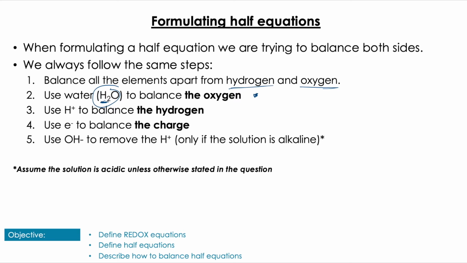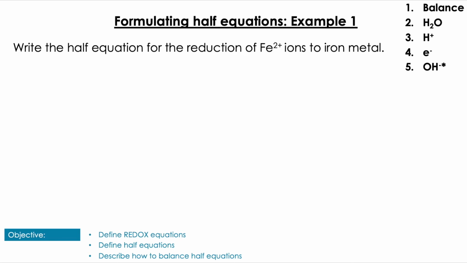Now, we're going to assume that the question is always in acid solution unless you're told otherwise, but we'll go through the methodology anyway. As always, this is probably going to be easier to understand using an example. So let's use a simple example first of iron ions turning into iron metal. So that's Fe2+ goes to Fe.